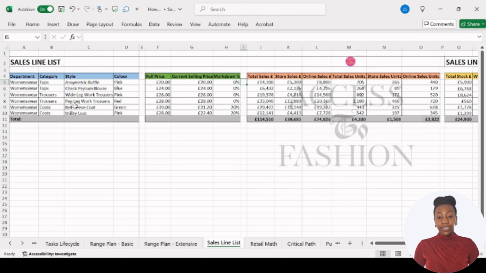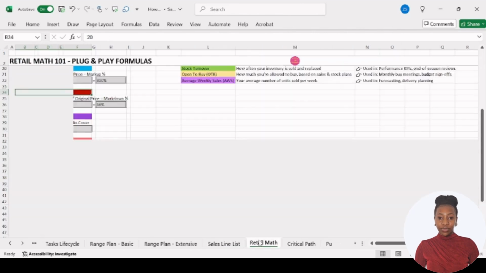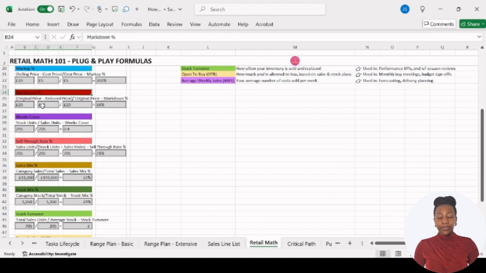And we want to see the original price. The original price is full price, you would say £20. And so that's what we've inputted here. And then you'd have your reduced price. So we've imagined that a few weeks later on, it's gone down to £13.